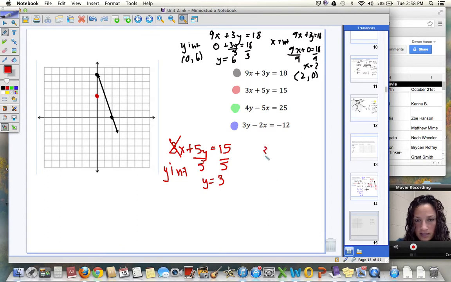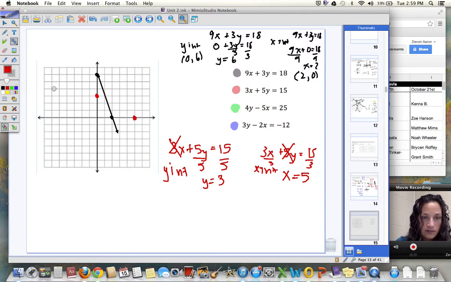When I want my x-intercept, I set my y to 0. That's going to be 0. I can divide by 3. I get my x to be 5. So that's 5, 0, 1, 2, 3, 4, 5. There's my 2 points. I can now draw my line. I'm going to have this be in red. And there we go.